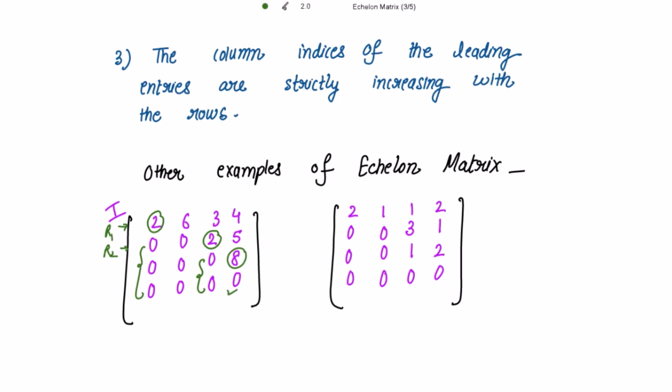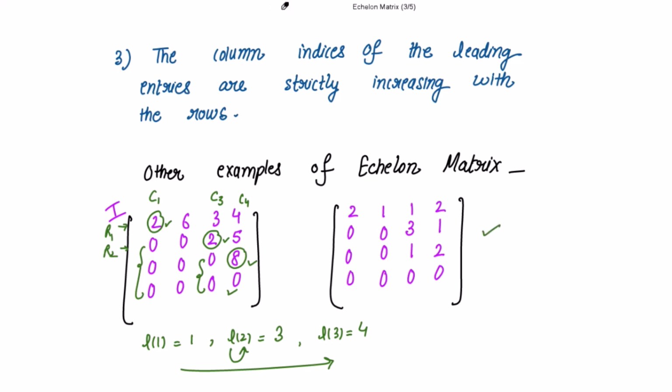Now about the column indices. For the first row the leading entry is 2, present in column 1, so L1 is 1. For the second row, the leading entry is present in column number 3, so L2 is 3. Similarly, the leading entry for the third row is present in the fourth column, so it is 4. So these are in increasing order, right? Similarly, you can check the conditions for this matrix also. So these are the examples for the echelon matrix.